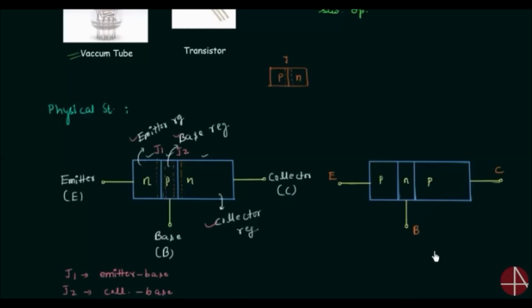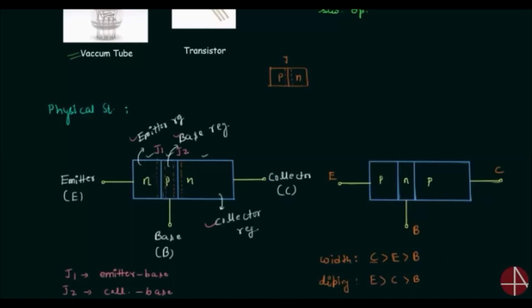Now I will compare the width of the 3 regions. Collector is having the maximum width, then we have emitter, and base is having the minimum width. Now I will compare the doping. Emitter is having the maximum level of doping. Then we have collector, and base is having the minimum doping. Size or width of collector is maximum because it has to collect the electrons and heat is produced in it. So if width is more, better heat dissipation will be there.